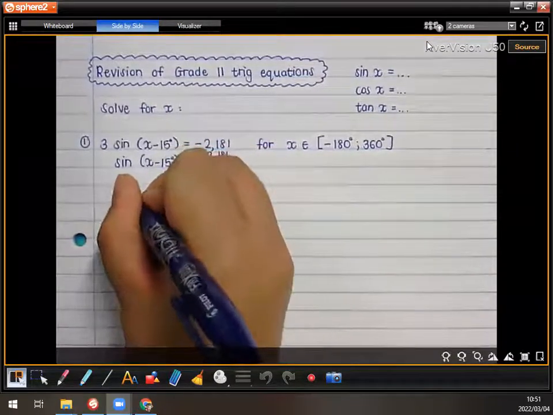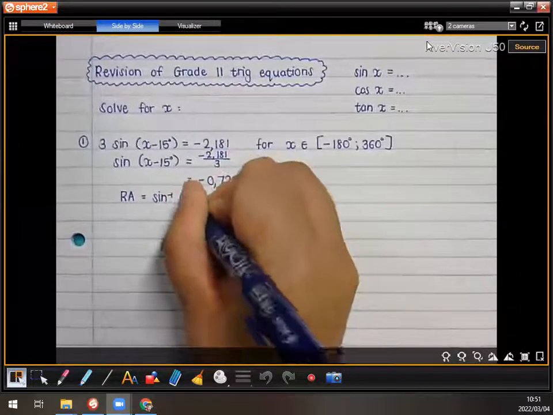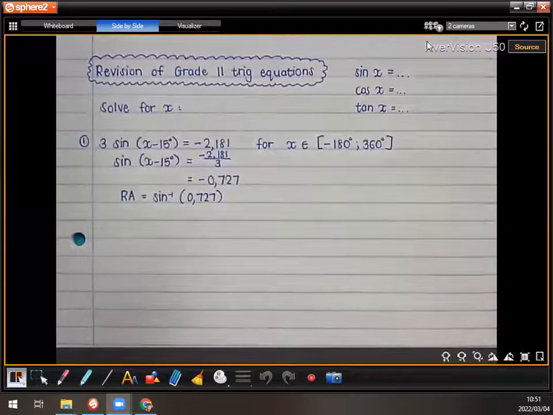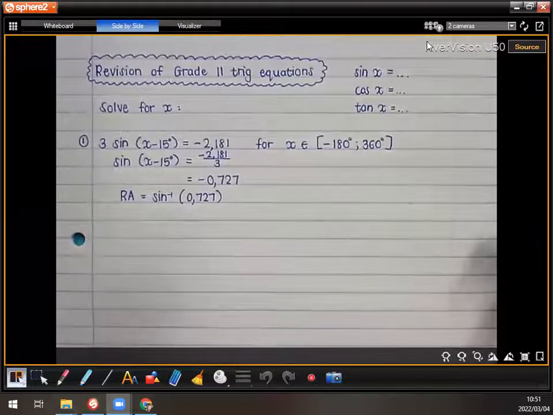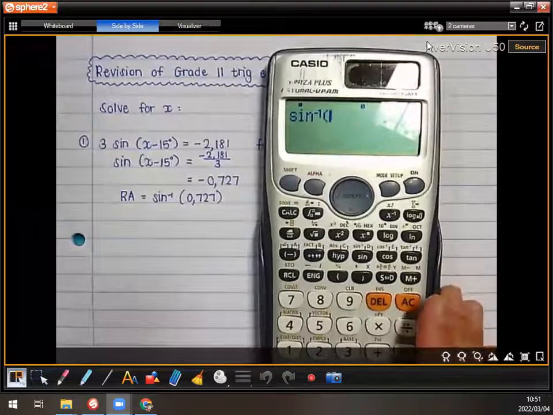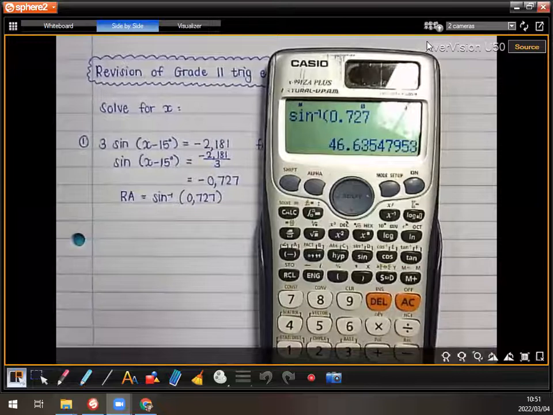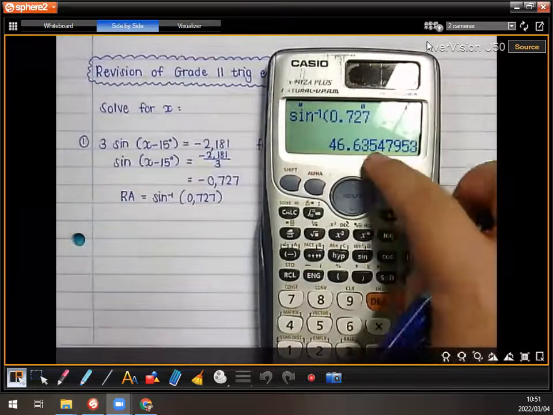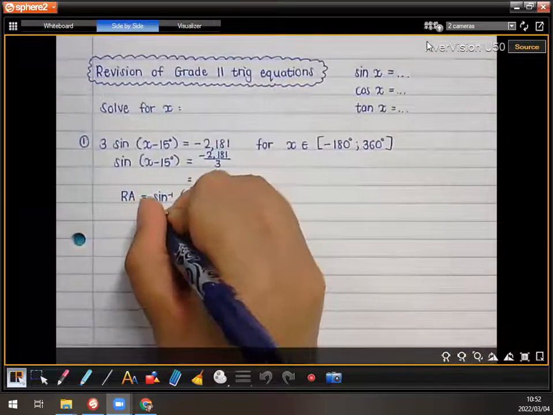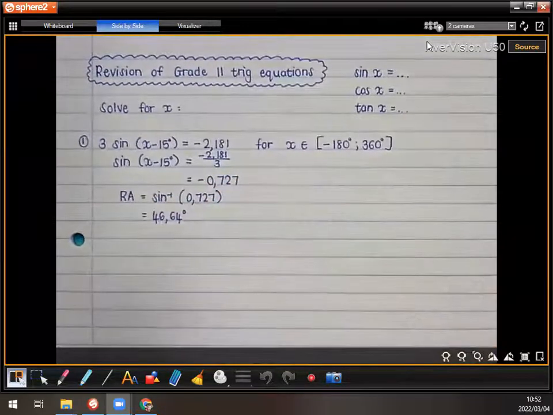So the reference angle is going to be shift sine of positive 0,727. We never include the minus when we are calculating our reference angle. Remember, the reference angle has to be an acute angle always. If we put that minus, we might do something different. Okay, 0,727, and we get 46,64 as our reference angle. I'm going to leave it in the calculator, but we can write down a rounded off value. That is the reference angle.